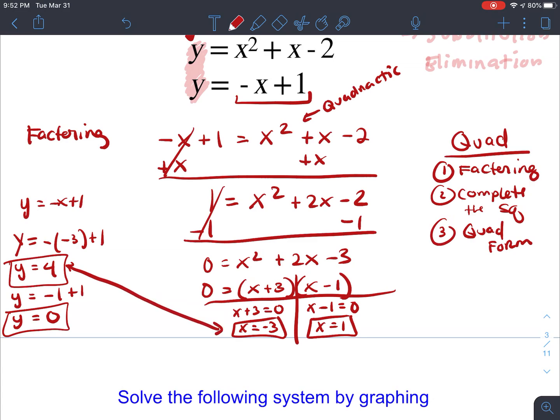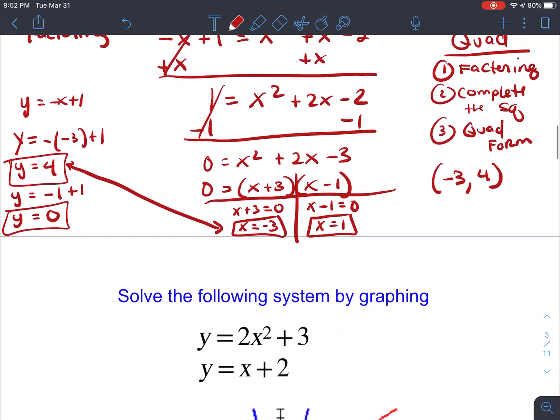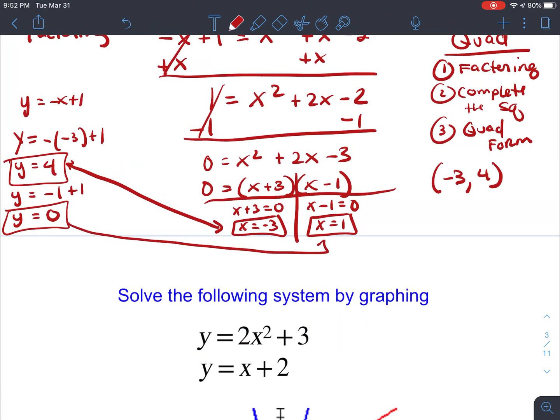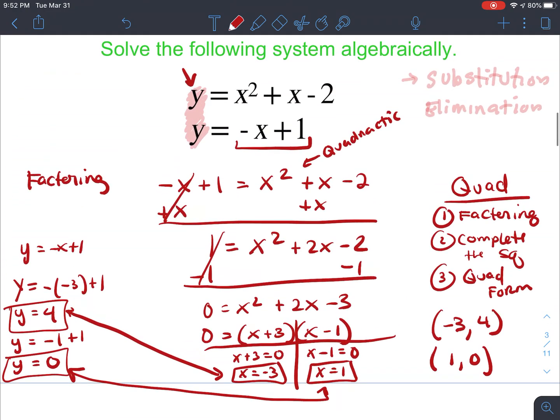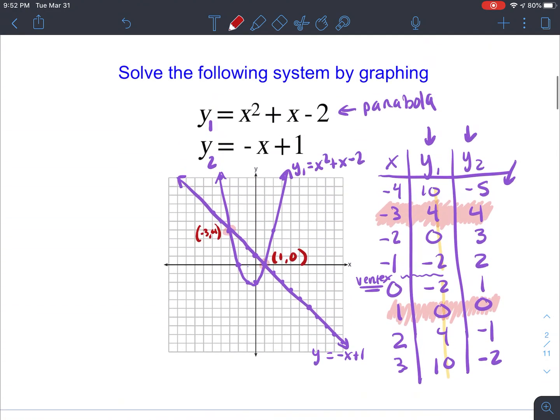So how does this work? Well, when I plugged in negative 3, I got 4. So together, those are one of our solutions, negative 3 comma 4. And when I plugged in 1, I got 0. Again, as a pair, those are one solution.